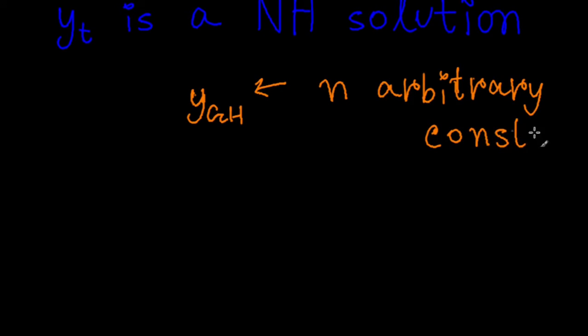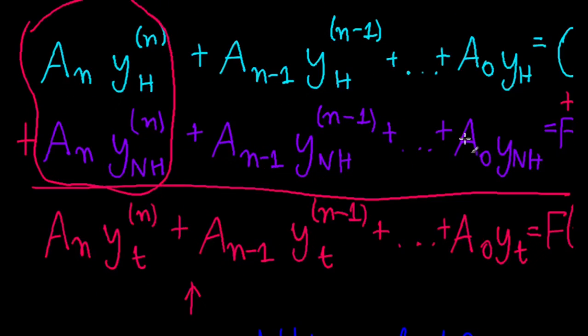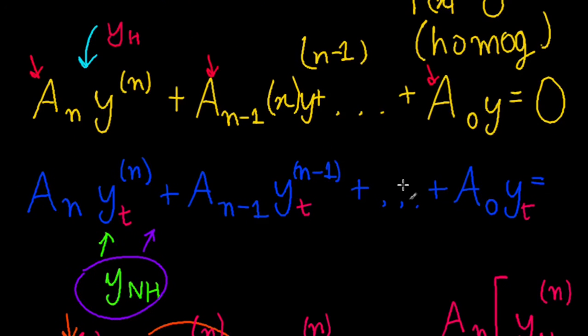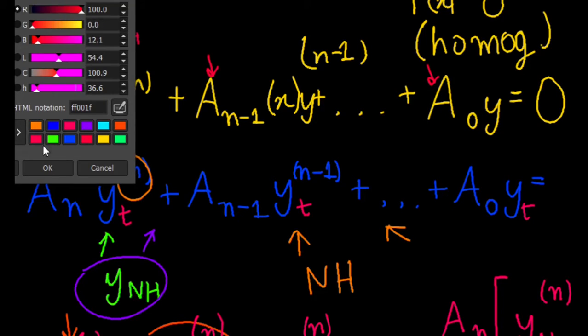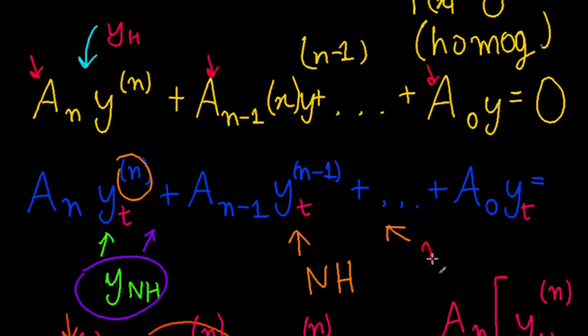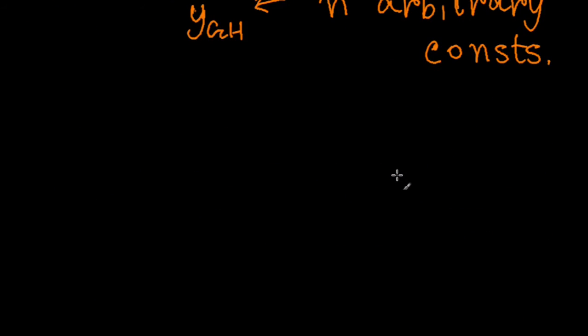So what was the order of our non-homogeneous differential equation? Okay, this was our non-homogeneous differential equation. What's the order of that? Well, that's also n. And so the solution to this must have n arbitrary constants, right? Exactly n arbitrary constants. So the general solution to this must have exactly n arbitrary constants.